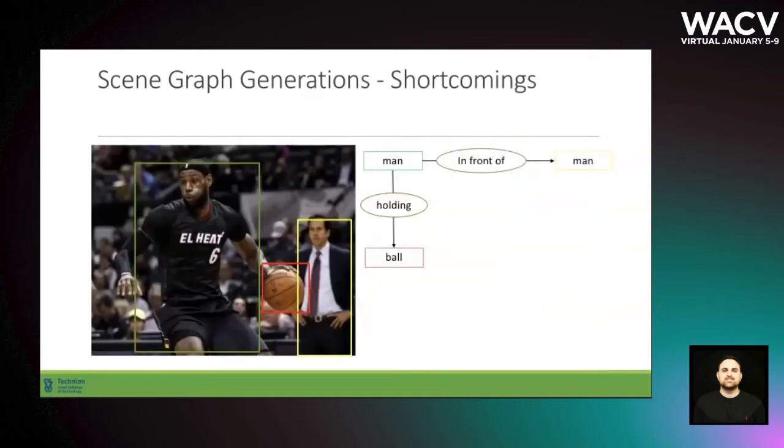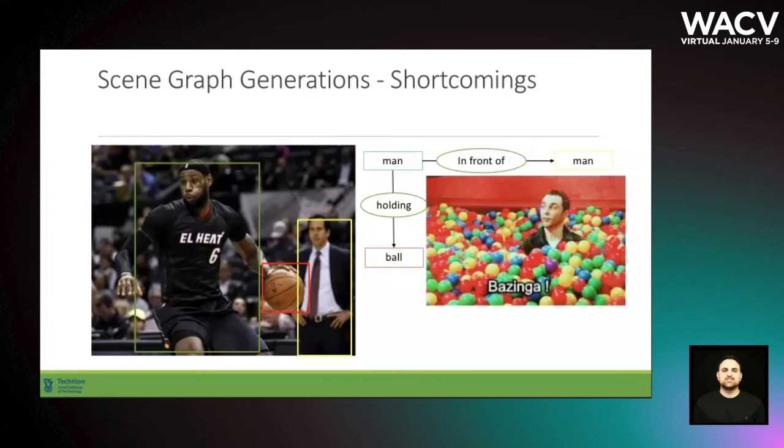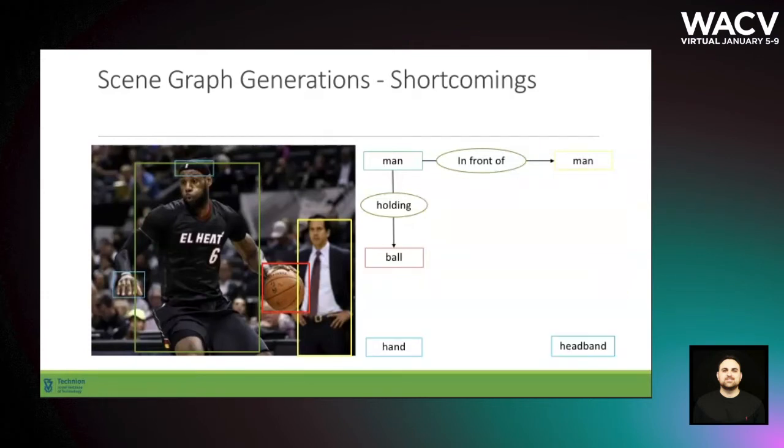These systems have several shortcomings due to both data and architecture. On the data side, some relationships are strongly dominated by others. In this example, the relationship holding dominates the relationships gripping and dribbling. There are also squared number of possible relationships with respect to the number of objects.